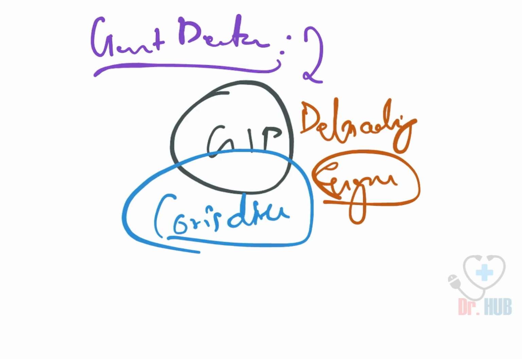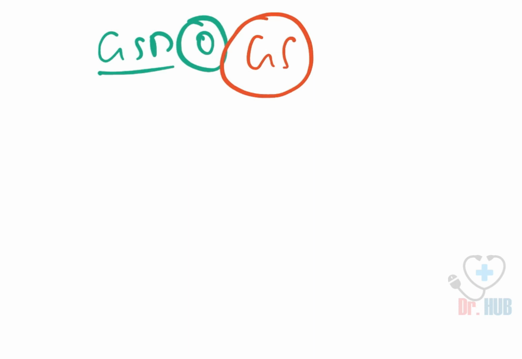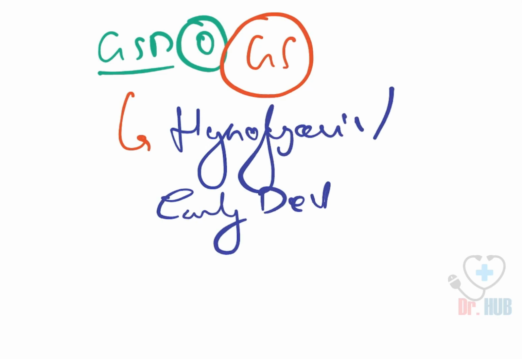Now going on to the diseases. The first one is GSD type 0. In GSD type 0, the enzyme defect is nothing but the glycogen synthase. What are the symptoms? The symptoms are hypoglycemia as well as early death.